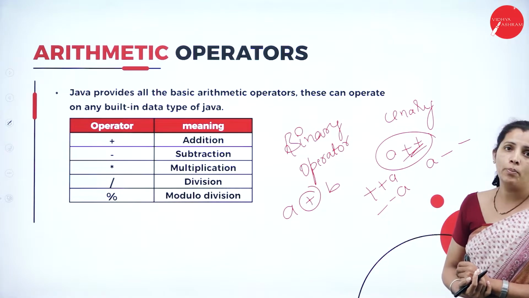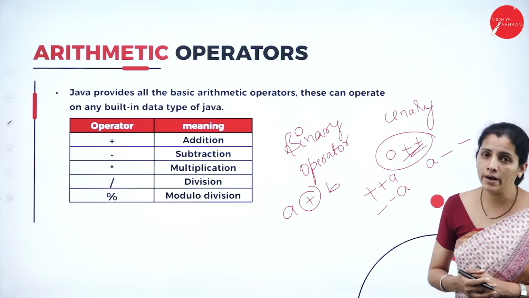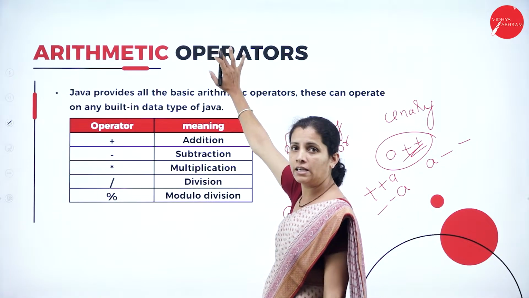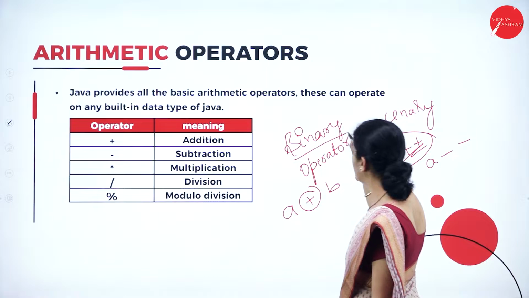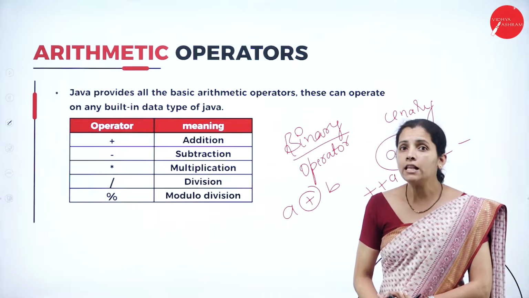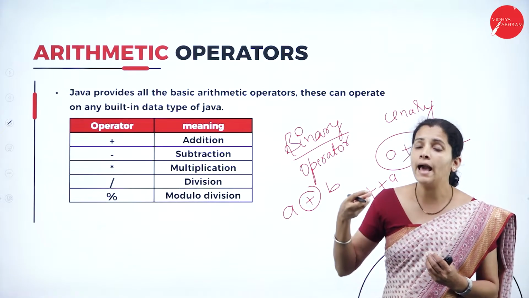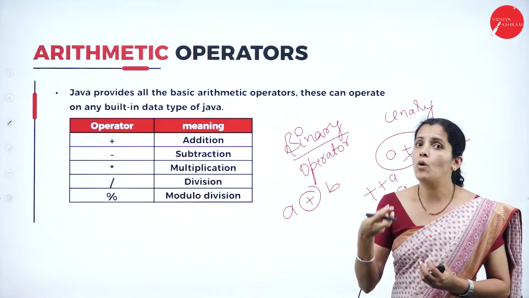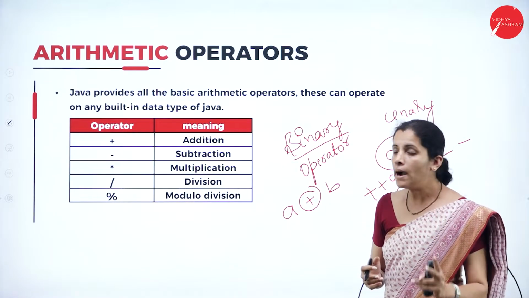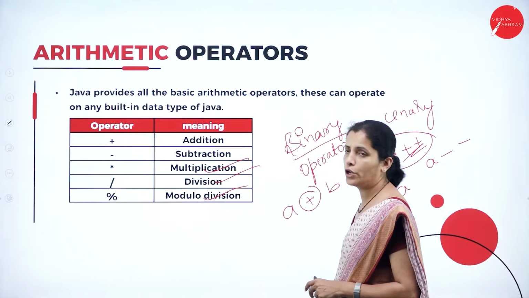Now, binary operator includes arithmetic operators, logical operator, relational operator, assignment operator, etc. So, arithmetic operator is an example for binary operator. And what is arithmetic operator? Arithmetic in the sense what? I want to perform all simple arithmetic operations. Then what are the symbols I require here? That is nothing but plus, minus, then multiplication, division and modulo.